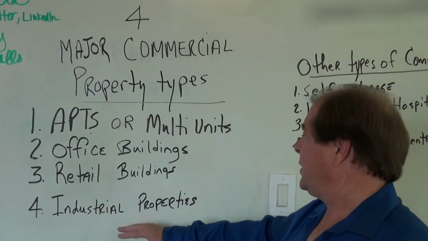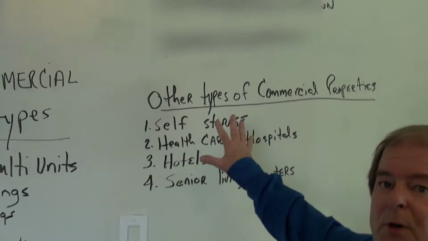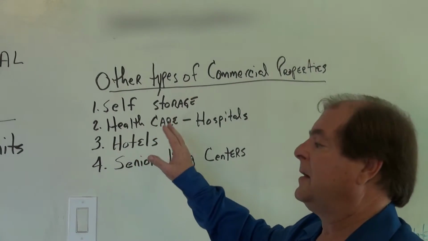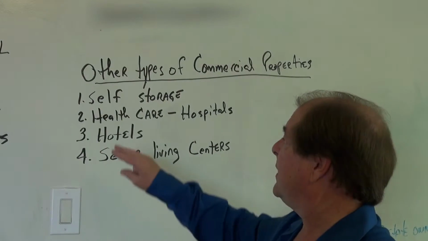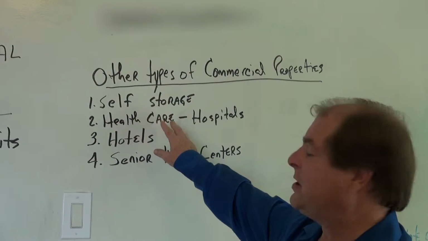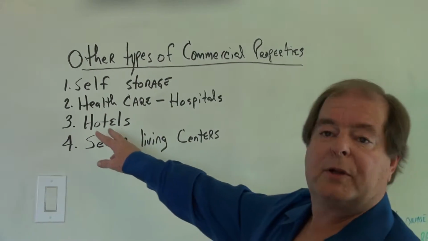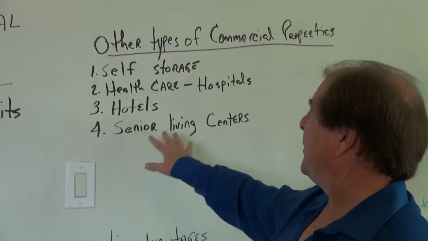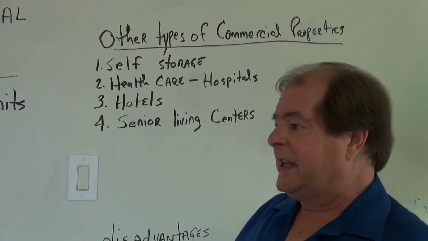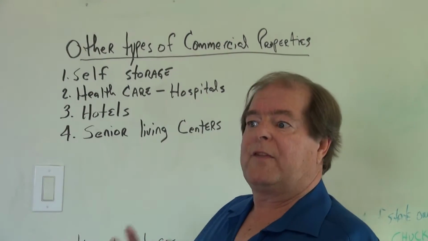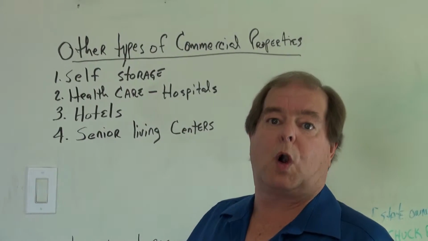Now, we do have some other types of commercial properties that I'm really not going to get into right now, but I just want to let you know what's out there. Like number 1, you have a self-storage. Number 2, you have healthcare, which is basically hospitals. Number 3, hotels. And number 4, senior living centers. These are just more examples of commercial property types. But for right now, I'm going to stick to the main 4.